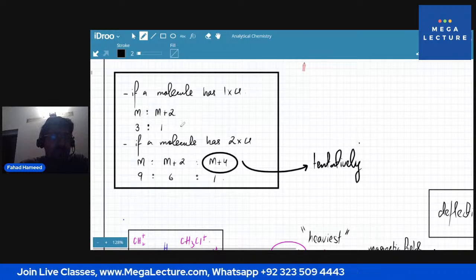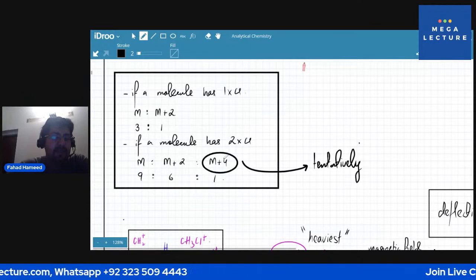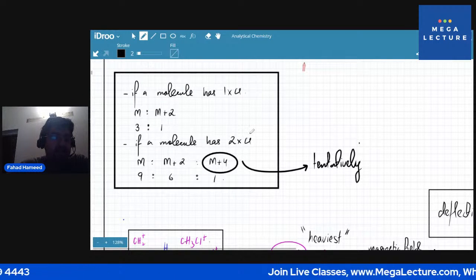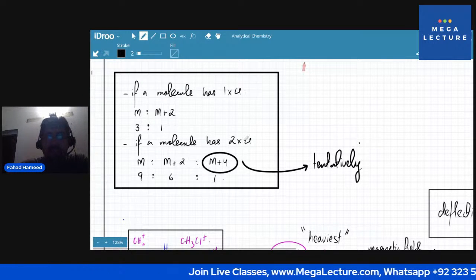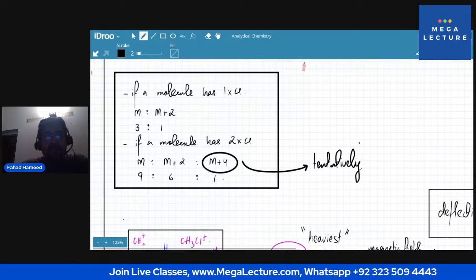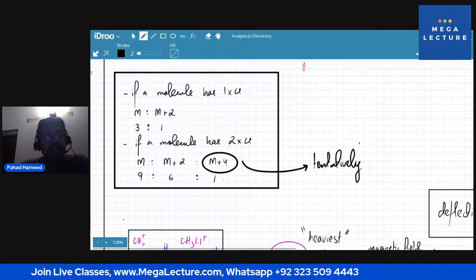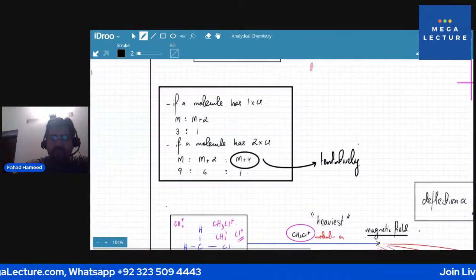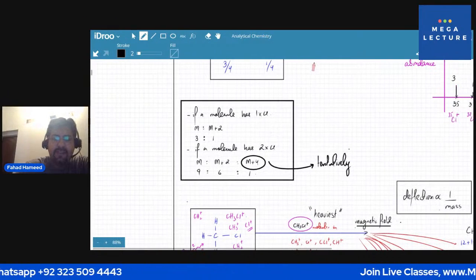If a molecule has two Cls, then you're going to have M, M plus 2 and M plus 4, and the relative probability would be 9:6:1. This two Cls thing we're doing tentatively, because all previous A2 past paper questions had two Cls in it, but they've not written this in the new syllabus, so we're just going to do this tentatively.